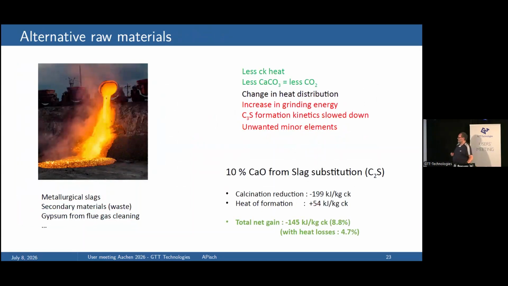Alternative raw materials is a big thing now. When we don't want to use limestone or other stuff, and we have so many slags lying around, can we use some of the slags? The advantage would be no calcination if it's lime-containing slags. So less clinkering heat, less calcium carbonate, less CO2. So overall we win. But the problem is slags are very hard to grind. So you would need electrical energy in order to prepare them.